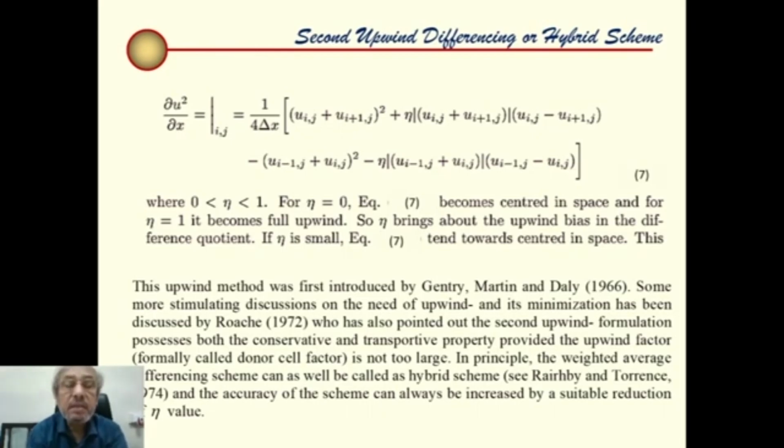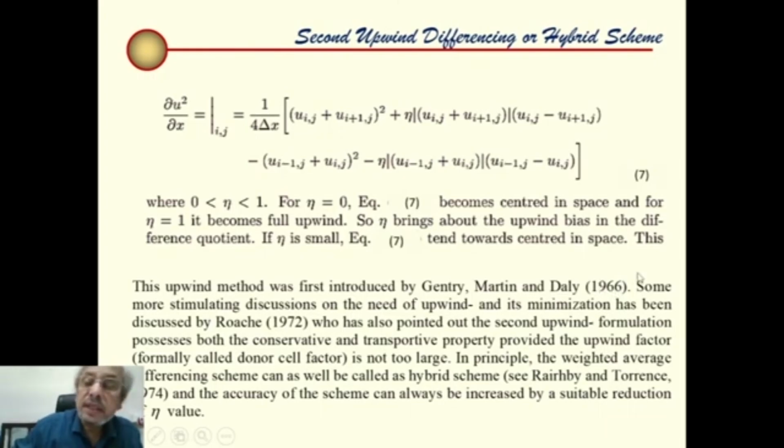It is basically tending towards second order accuracy, but it has some numerical error, artificial viscosity. That is what I have written here. This upwind method was first introduced by Gentry, Martin and Daly in 1966.